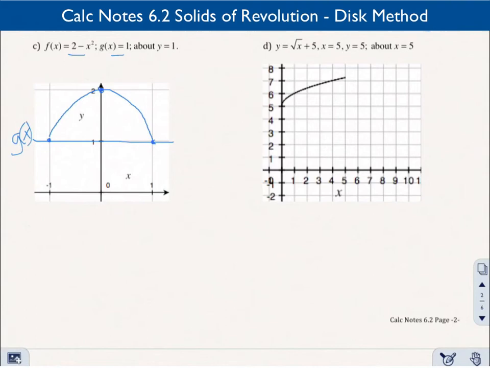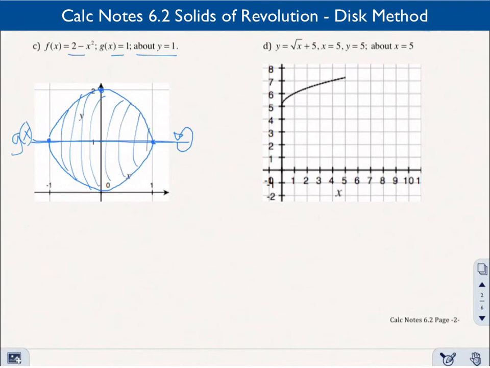And now we're revolving this about the line y equals 1, okay, which is right here. So I'm just going to draw that little revolution symbol there. And so this is going to get mirrored on the other side, and then rotated around. So we'll make this look a little three-dimensional.